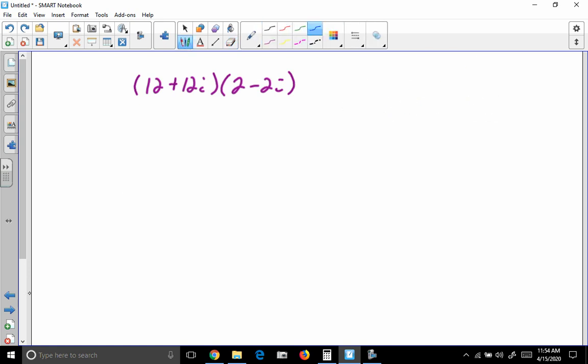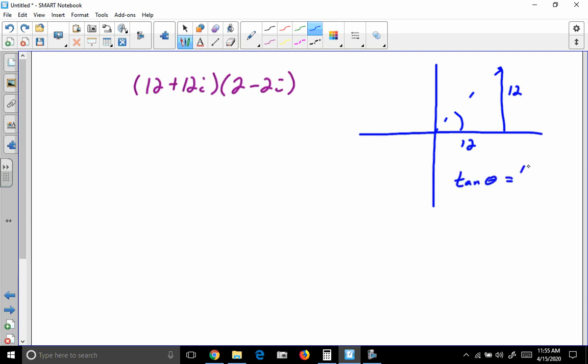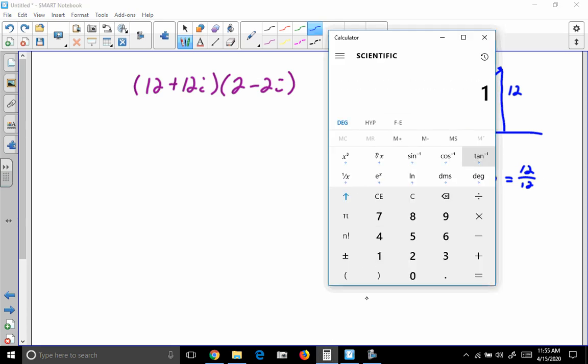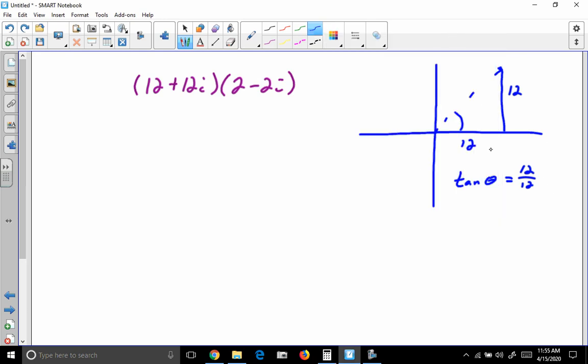So if we were just to quickly think about 12 plus 12i, that's to the right 12, up 12. If we've gone over and up the same amount, then what direction is that? If this is over 12 and up 12, we could do tangent theta is 12 over 12, which is 1, and then do inverse tangent of 1. Nothing wrong with that. But that's 45 degrees. If you go over and up the same amount, then your angle is 45 degrees. So for this one, the angle part is 45.